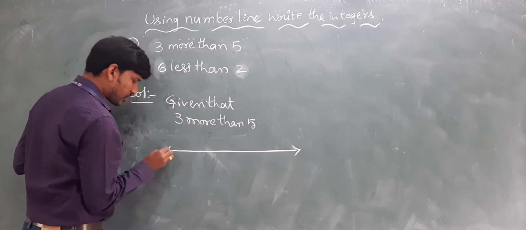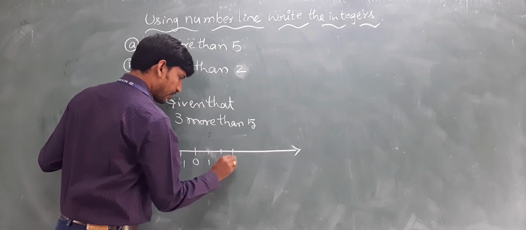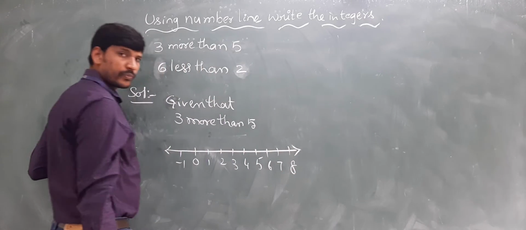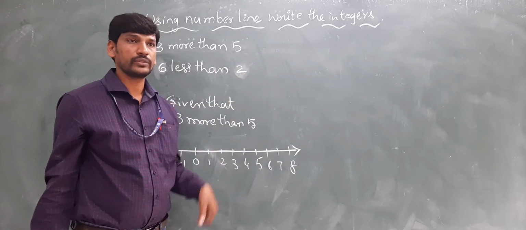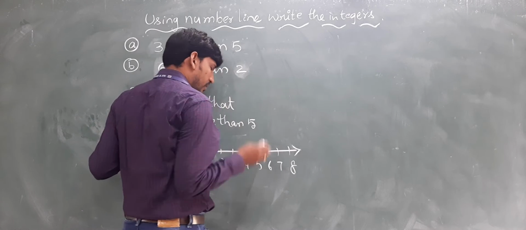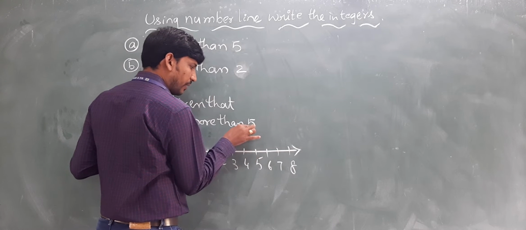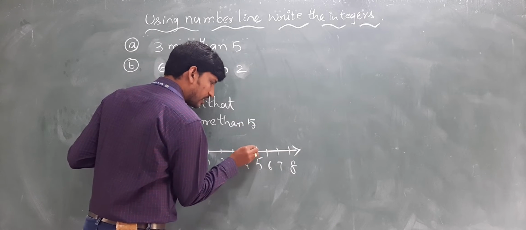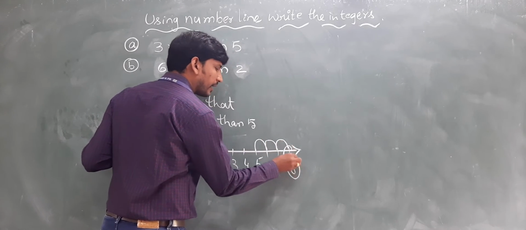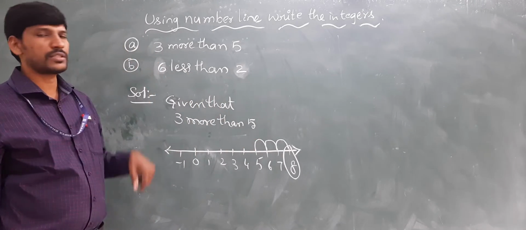Here, both are positive integers. Take 0, minus 1, 1, 2, 3, 4, 5, 6, 7, 8. 3 more than 5: you just move 3 steps to the right side from 5. So start from 5 because you have to take this number from 5. You should move 3 steps: 1, 2, 3. So we reached 8. This is called 3 more than 5. Next one is 6 less than 2.